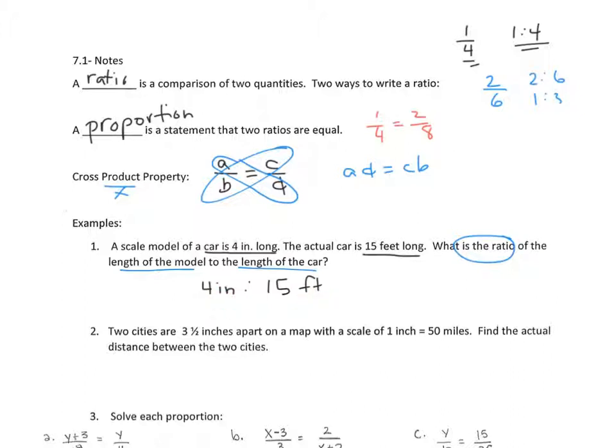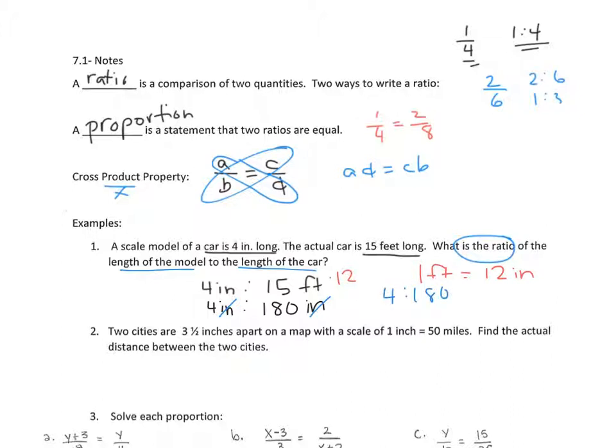So I'm going to convert 15 feet to inches. Because there is 12 inches in 1 foot, I'm going to multiply 15 times 12. So it's going to be 4 inches to 180 inches. So I have these inches are both the same. I don't need that unit anymore. So the ratio is 4 to 180.